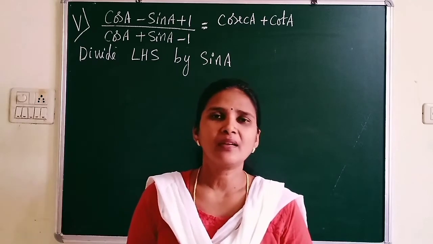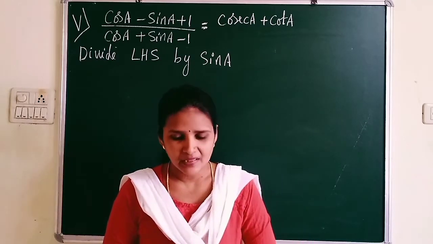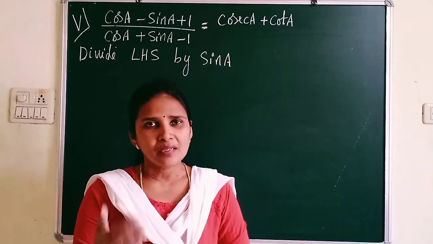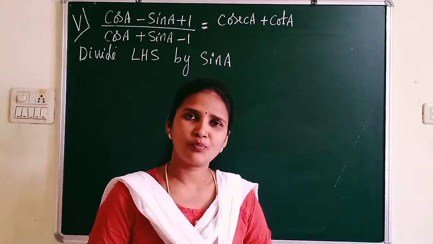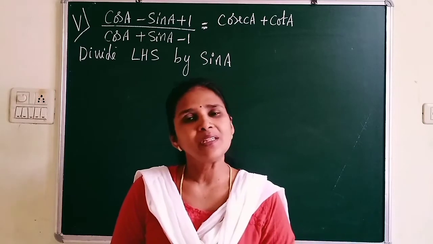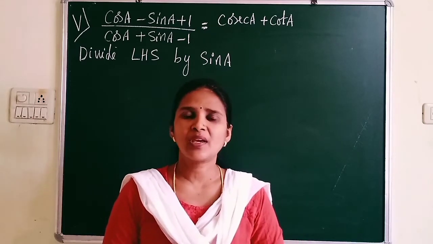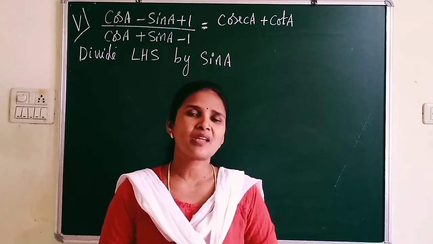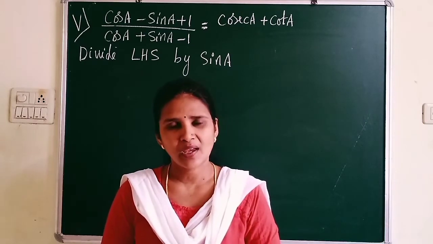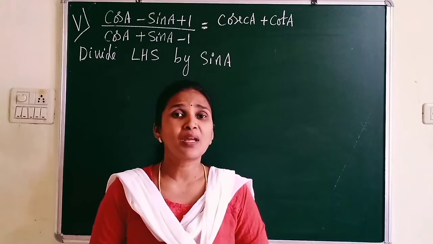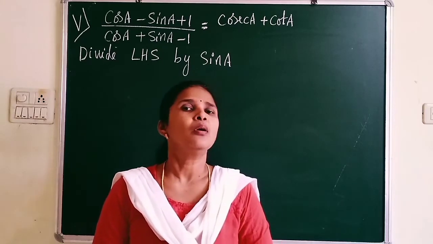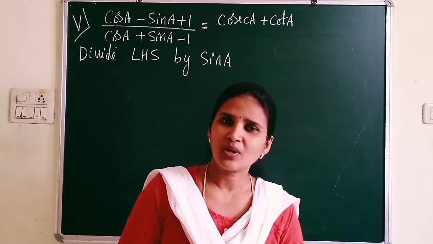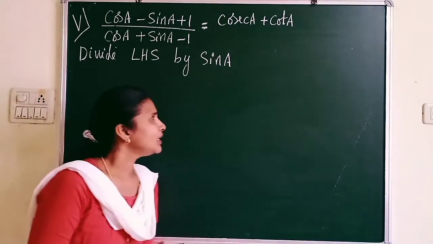Before I start, let us recall the 3 very important identities which we are working with in exercise 8.4. What are the 3 identities? First one is sin square a plus cos square a equals 1. The second identity is 1 plus tan square a equals sec square a. And the third identity is 1 plus cot square a equals cosec square a. Keeping these 3 identities in mind, let us start the 5th question in 5th main.